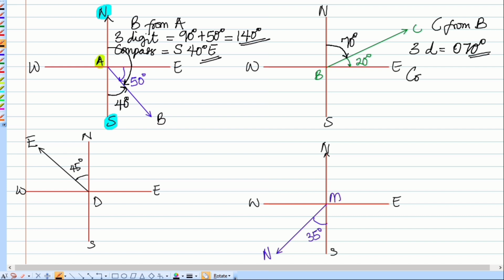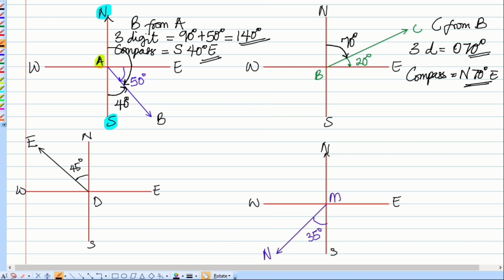Okay, what about the compass method? It is the angle formed between the line to C and the north, because we are going in the northeast direction, so we use the north now, not the south. The angle between the north and the line is 70 degrees, so it's going to be from the north 70 degrees east, and that will be the bearing. All right, so you may also want to pause the video and do the next one.